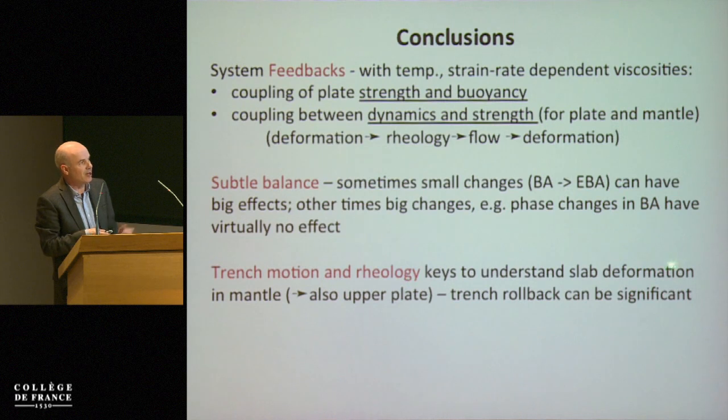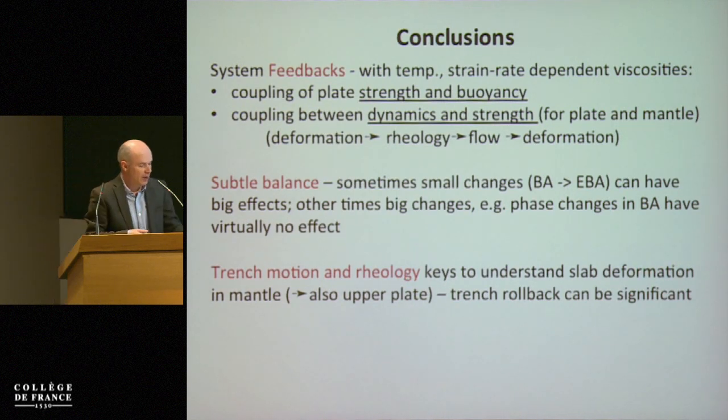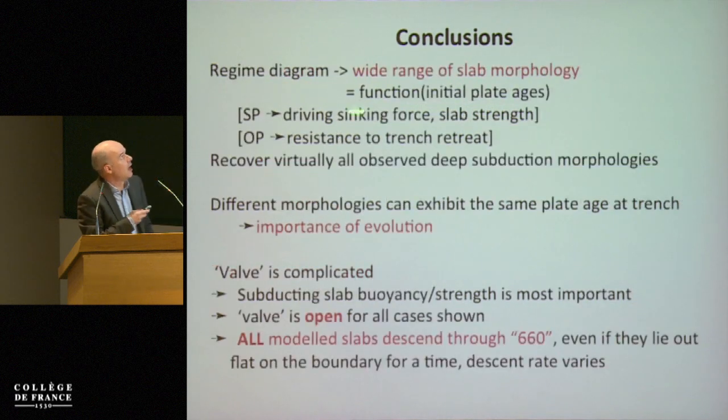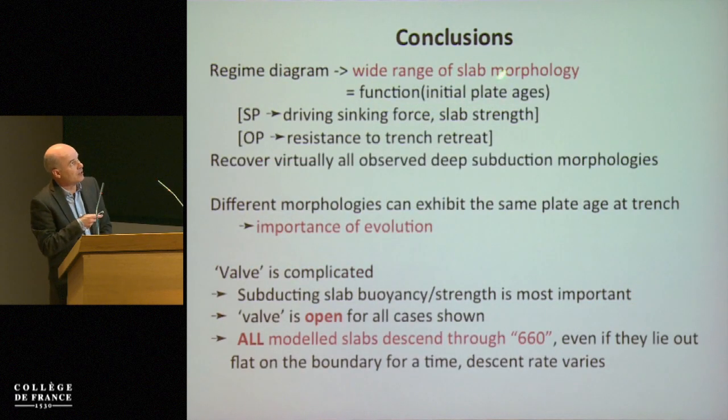Trench motion and rheology are clearly keys to understanding that slab deformation, with trench rollback being significant. And then the regime diagrams telling us we can get a wide range of slab morphologies, which at least for the deep subducting morphologies, we recover the end members, the very steep ones and the dipping ones. The importance of evolution is clearly important if we want to compare to present-day slab plate ages at the trench. And basically this is complicated. Subducting slab buoyancy and strength is clearly the most important.